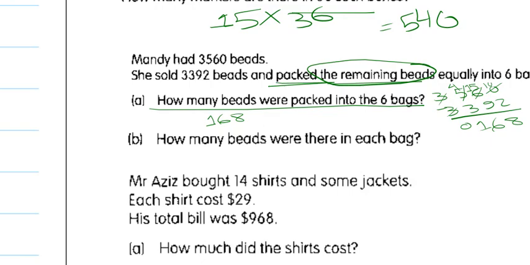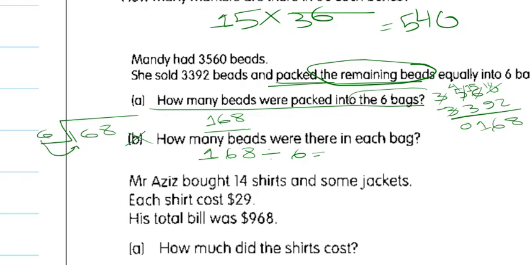How many packs, how many boxes, how many bags will it be placed in? 168 will be put in packs of 6. So you will divide, you will distribute, you will share the 168 divided by 6 bags. Let's check how to divide 168 divided by 6. Ask yourself how many 6's in 1? 0, because 1 is less than 6.